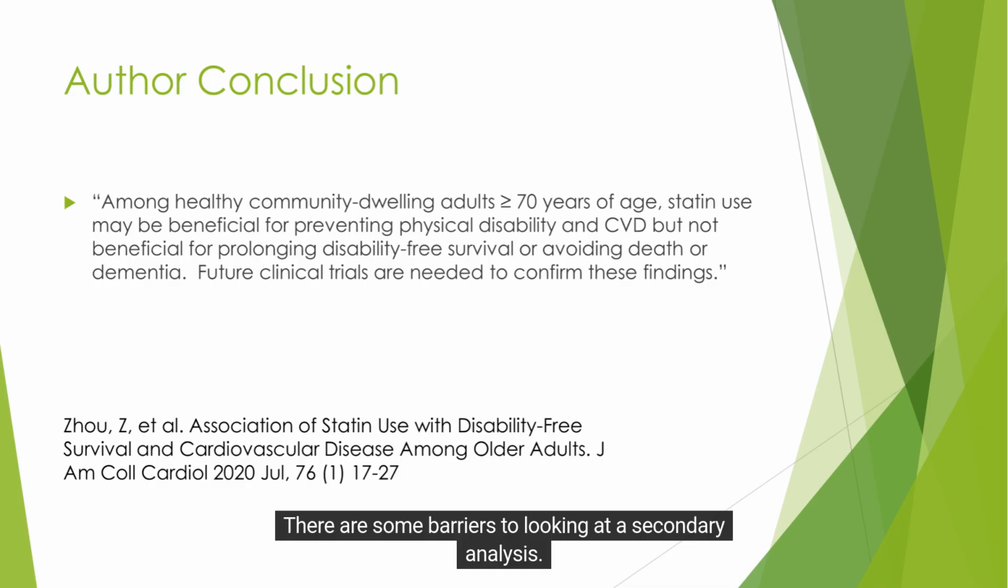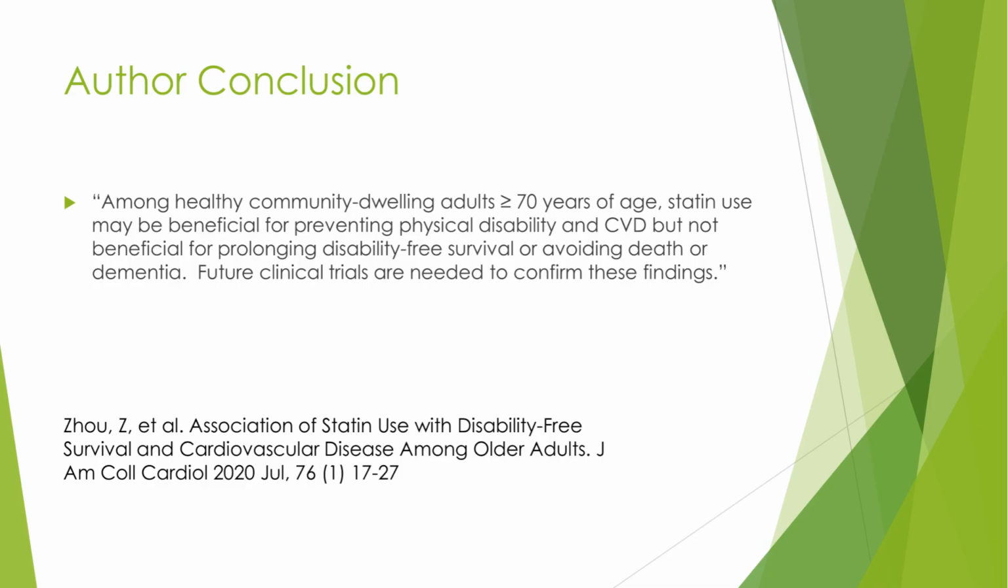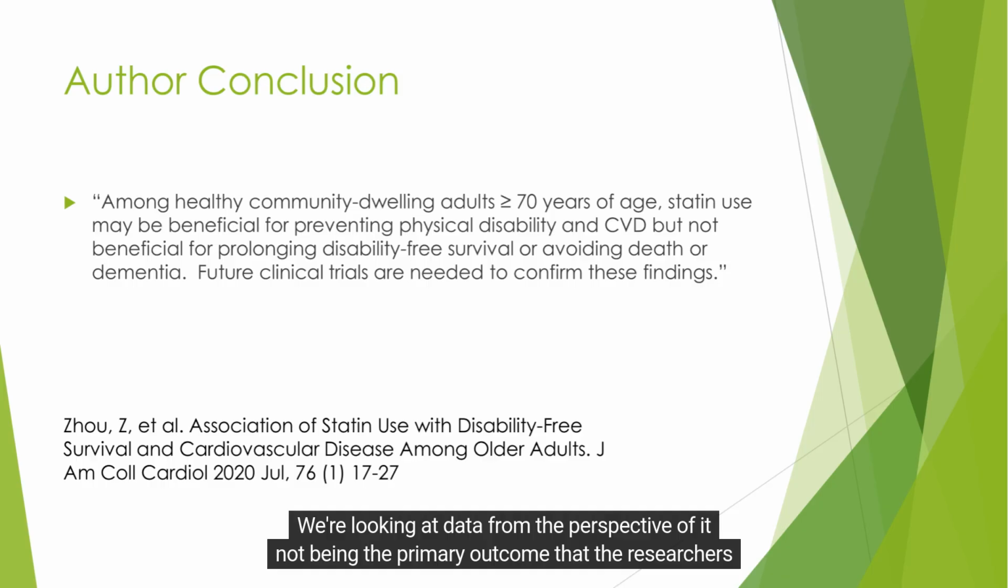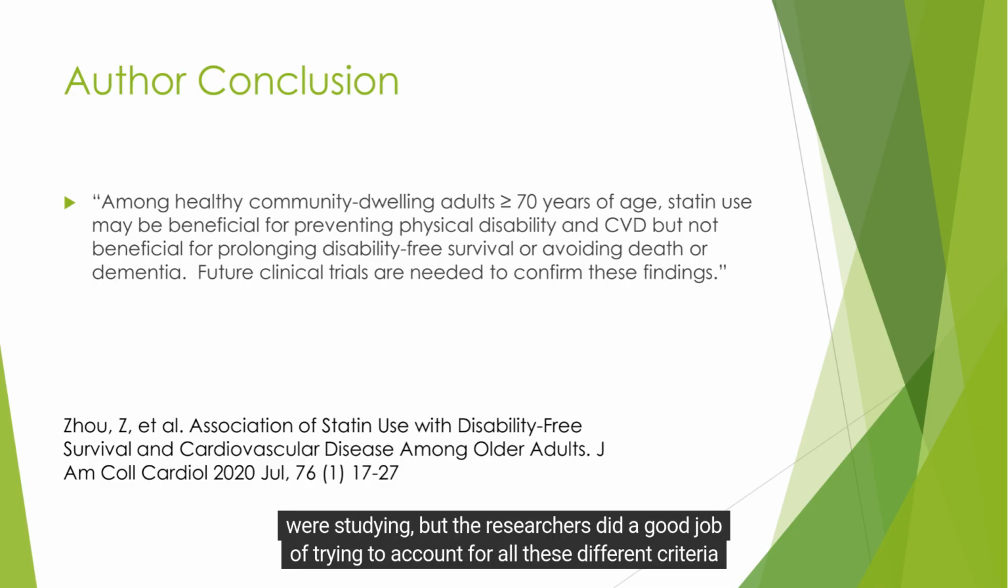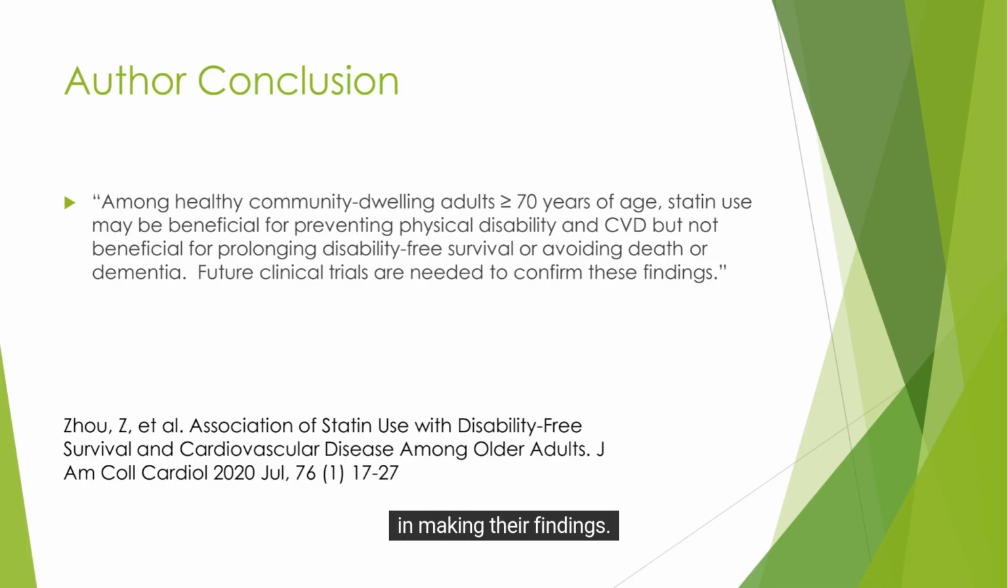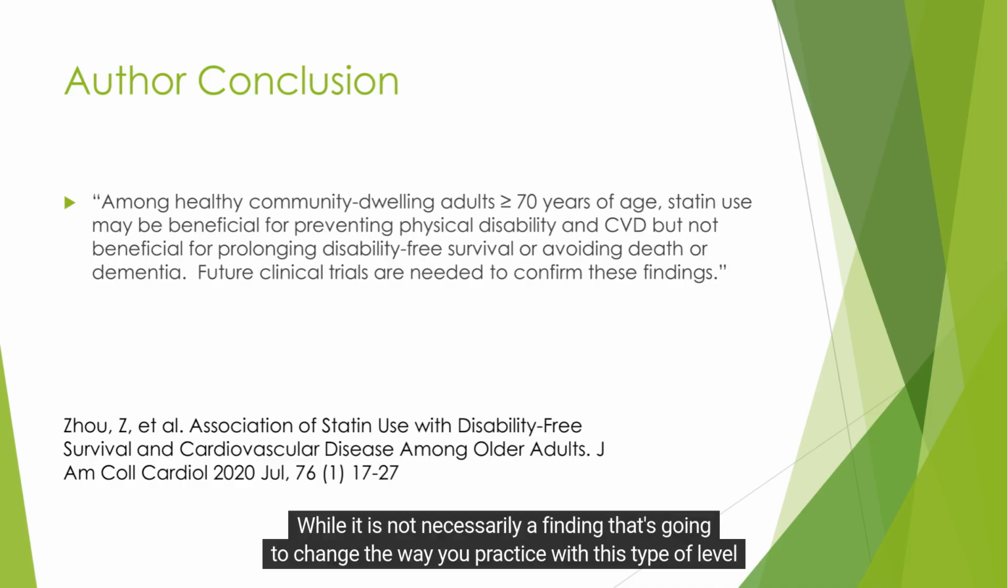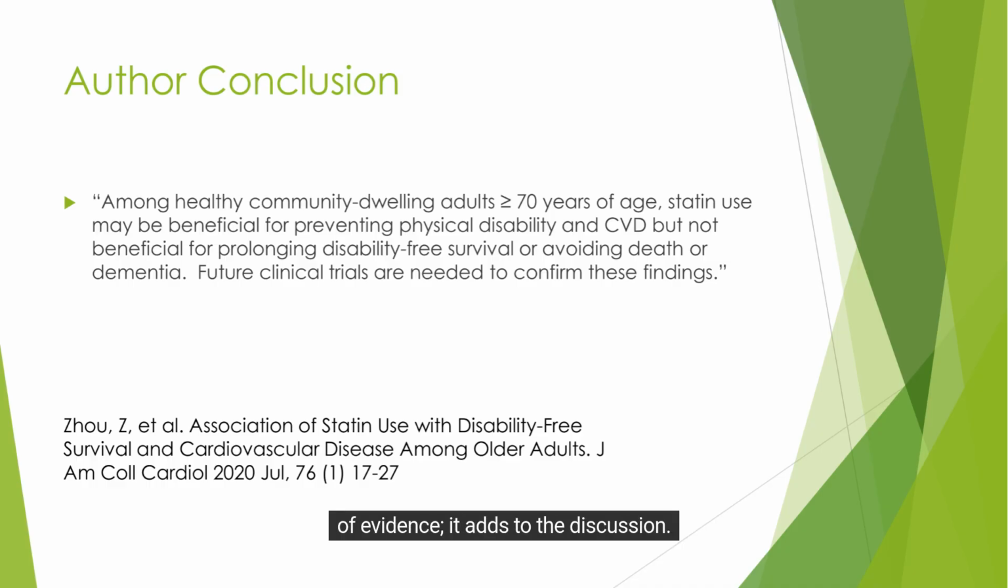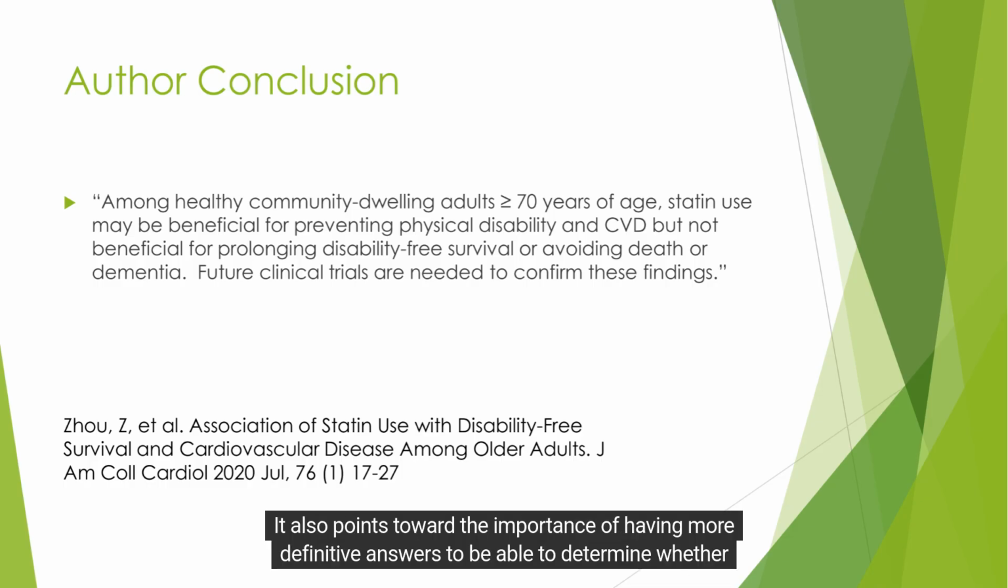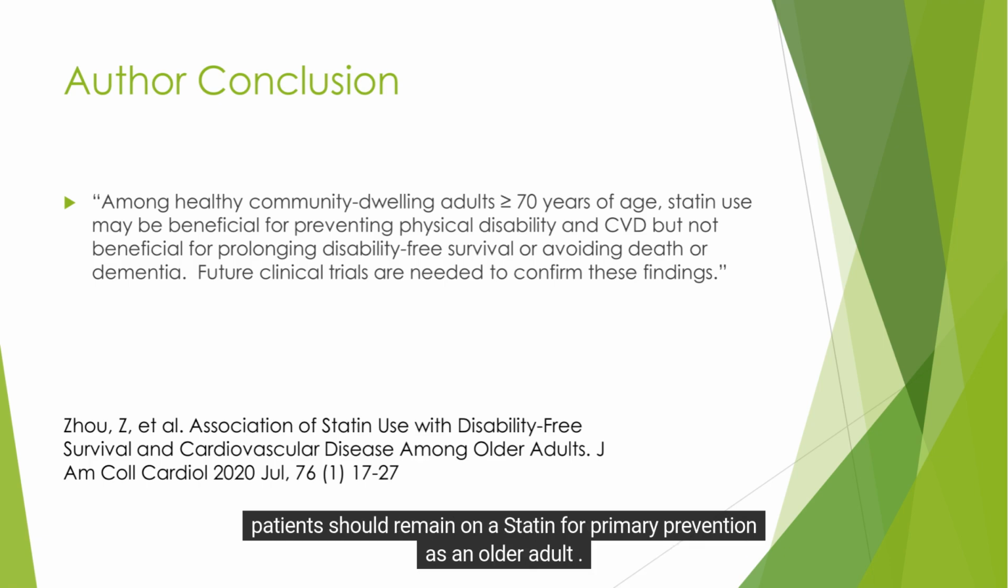There are some barriers to looking at a secondary analysis. We're looking at data from the perspective of it not being the primary outcome that the researchers were studying, but the researchers did a good job of trying to account for all these different criteria in making their findings. While it is not necessarily a finding that's going to change the way you practice with this type of level of evidence, it adds to the discussion. It also points toward the importance of having more definitive answers to be able to determine whether patients should remain on a statin for primary prevention as an older adult.